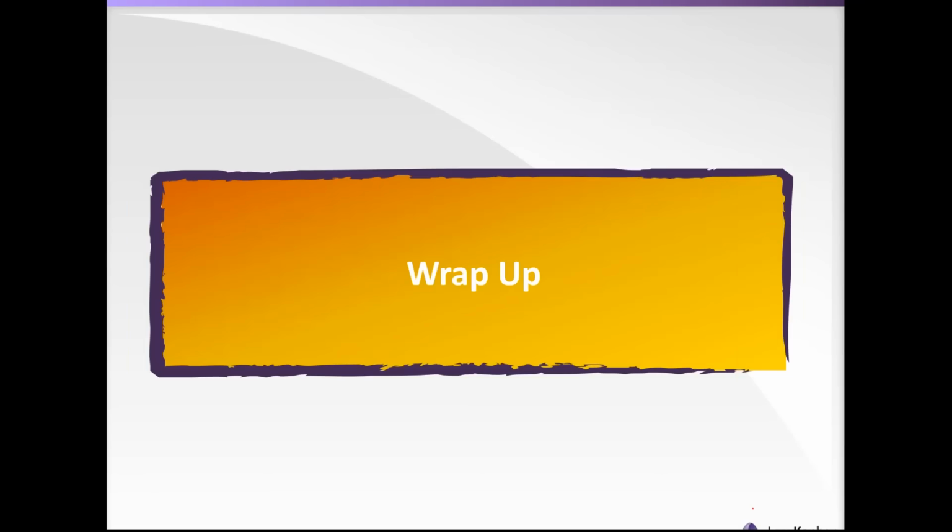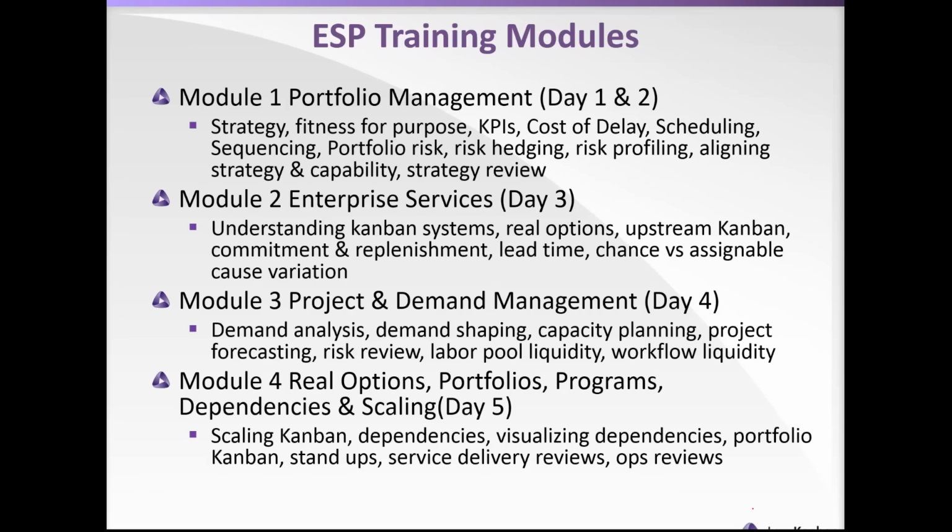So just to wrap up, everything I've shown you has come from our ESP training. Most of the material on fitness for purpose is from Module 1, our portfolio management module, which is a 2-day training class. And some of the metrics I showed you towards the end, the lead time, the blocker clustering, the flow efficiency, the liquidity, and the volatility, those come from modules 2 and 3. The enterprise services module has things like lead time, flow efficiency, blocker clustering. The project and demand management has the liquidity materials.